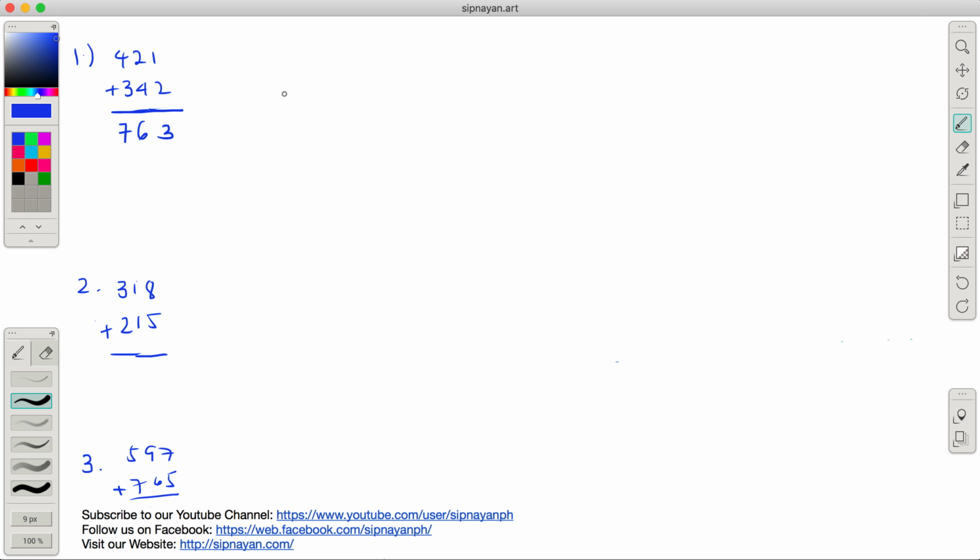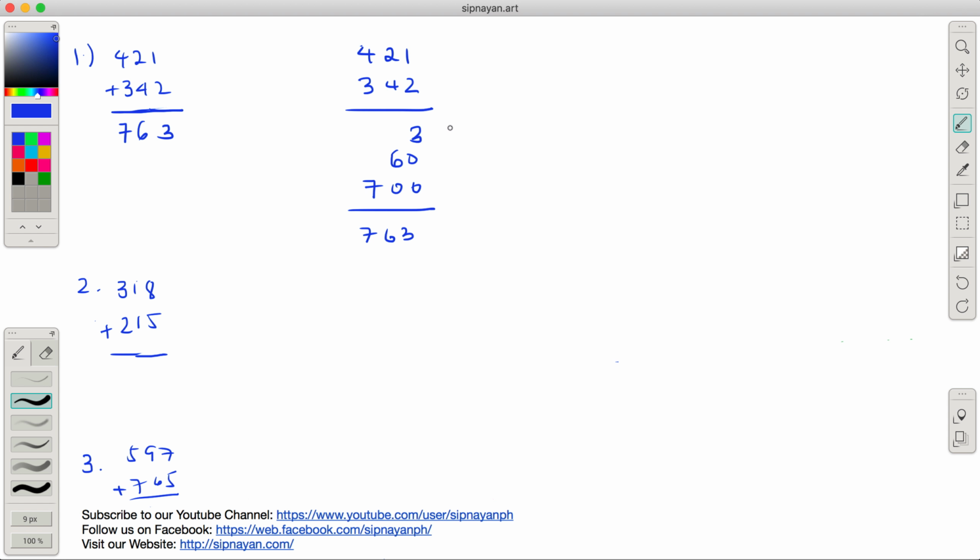So may mga books naman or may mga countries, for example, Netherlands, na pag nag-add sila, kino-consider nila yung place value ng numbers. For example, 421 at saka 342. 1 plus 2 is 3. Tapos 2 plus 4. Ang 2 and 4 are actually 20 and 40, di ba? So, 20 plus 40 is just 60. Different line siya nilalagay sa next line. And then 400 plus 300 is 700. So, 763. At ito mga partial sum siya, di ba, nung mga numbers.